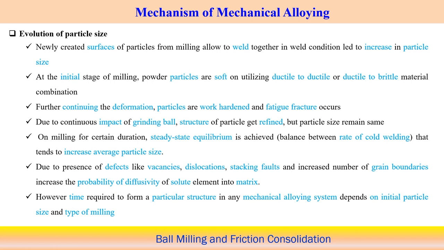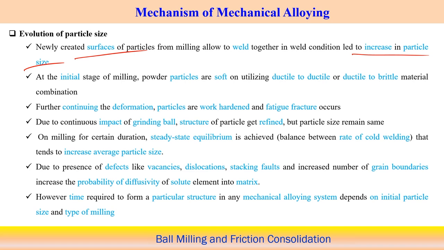So these are the mechanisms of the different mechanical alloying systems. In mechanical alloying, there is also an evolution of the particle size. So how does the particle size change during the mechanical alloying process? One is that a newly created surface will always be there. When there is a newly created surface, the particles can readily weld together, and that tends to increase the particle size. When there is welding and bonding together, it increases the particle size. So that phenomenon is always there.